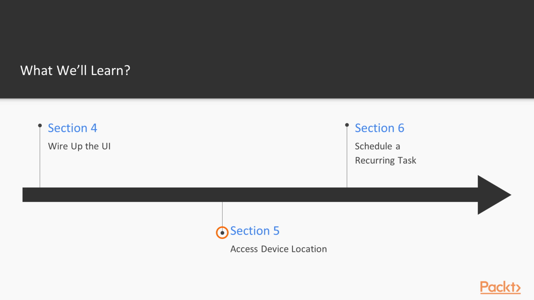In Section 5, we will be accessing the device's location at runtime to determine the location of a gas station fill-up. For Section 6, we will learn about scheduling recurring tasks using Work Manager for displaying a notification at the end of every month with a tally of one's gas expenditure.